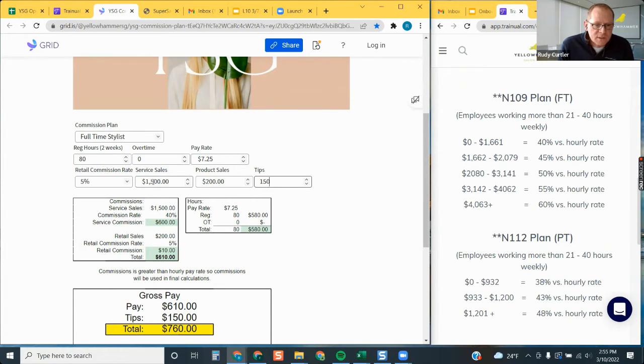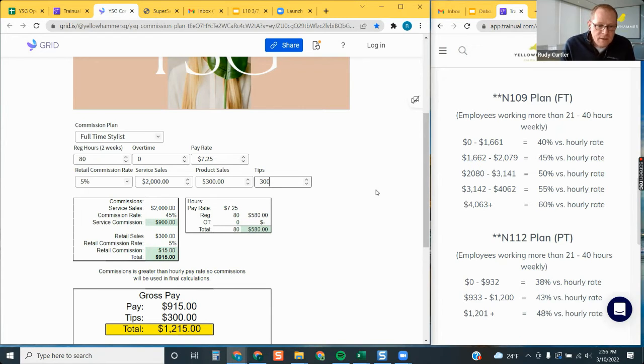We're going to go up just a little bit, and we're going to say, you know what, the stylist really put in a lot of extra effort, and they push themselves all the way up to $2,000 in service sales, and they generated, let's say, $300 in product sales, and it was a really generous week from customers to the stylist in terms of tips. Well, you'll notice that commission rate down here automatically changed to 45%, which correlates with this portion of the scale there, the $2,000 in service sales, which is between 1662 and 2079.